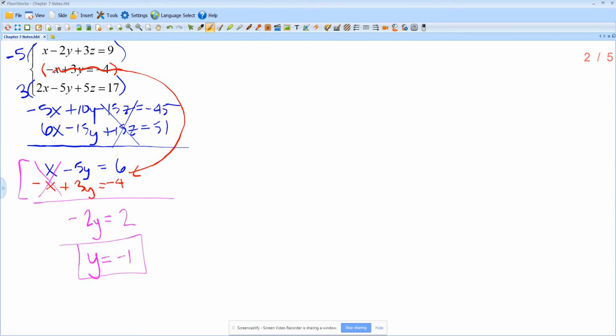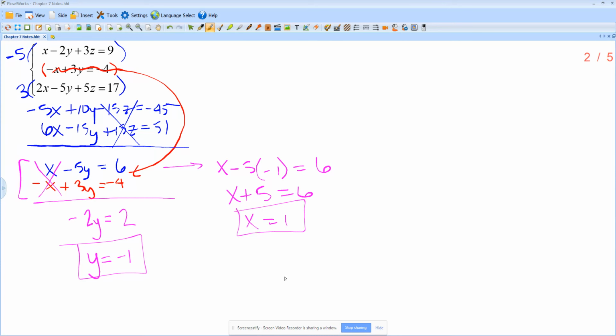Now, where do I substitute that into? I can substitute it into these blue equations, but those still have a z. So really what you want to do is substitute it into one of these equations, boxed off by the pink, because that will allow me to solve for x. I'll pick this top one just because it has a positive x. x minus 5 times -1 equals 6. So I get x plus 5 equals 6, which means x equals 1.